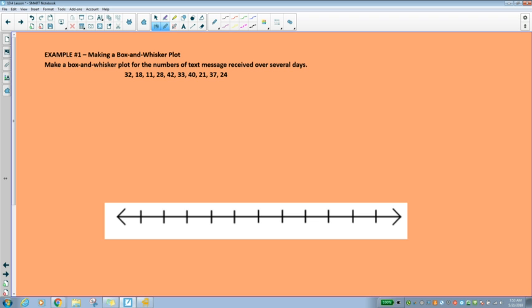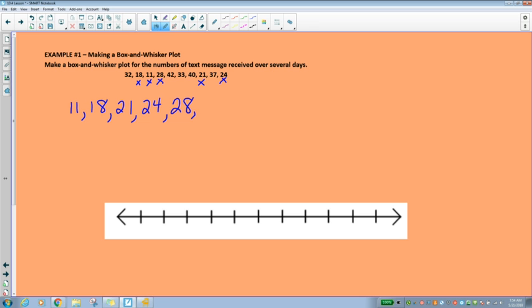I look at my data and notice 11 is the smallest, so I'm going to rewrite my data. 11, and I put a little X underneath it so I don't duplicate it. I have 18, and then nothing else with a 1 in the tens place. So I jump to 2 as the tens place, and I have 21, and then 28, and I had 24. So actually 24 has to go before 28. Now I have all the 20s written.